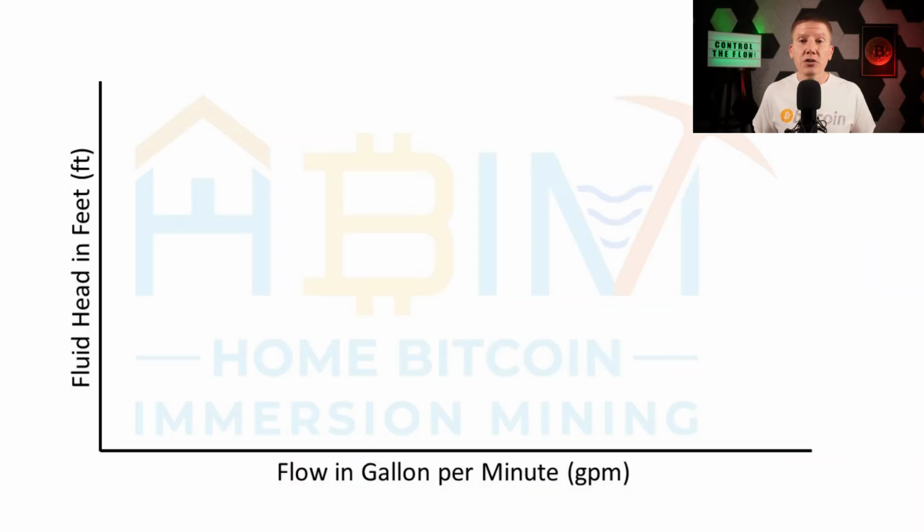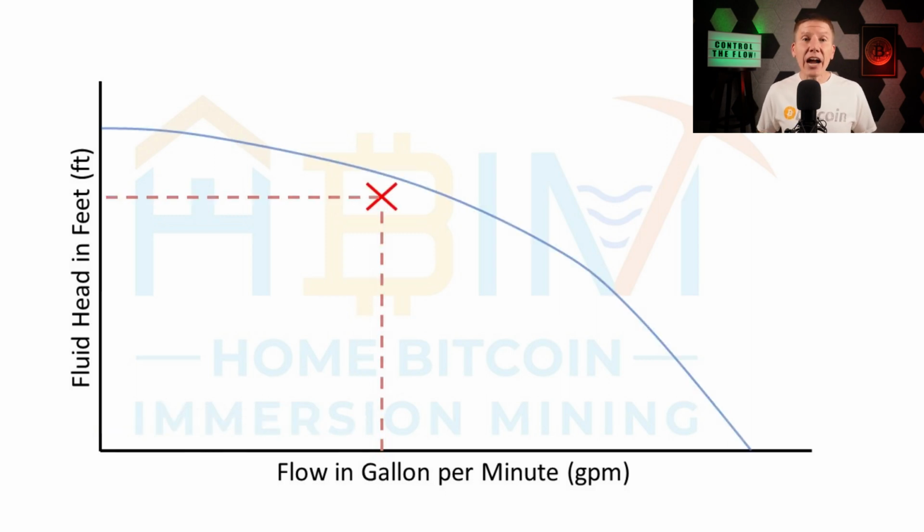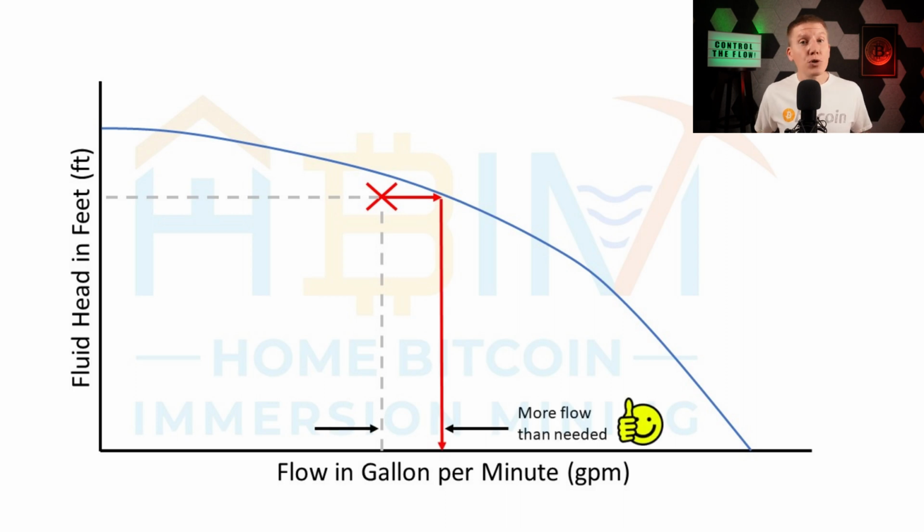pretty straightforward. You find a pump manufacturer and a pump model, get a hold of the pump curve chart. All manufacturers will have a chart on their website for all of their pumps. And then you just find the intersection of your flow rate and estimated or guessed head height on the chart. Now, if your pump curve is higher than this point, the pump will flow a little more than you need. As long as it's only a few gallons per minute higher, the pump should work.